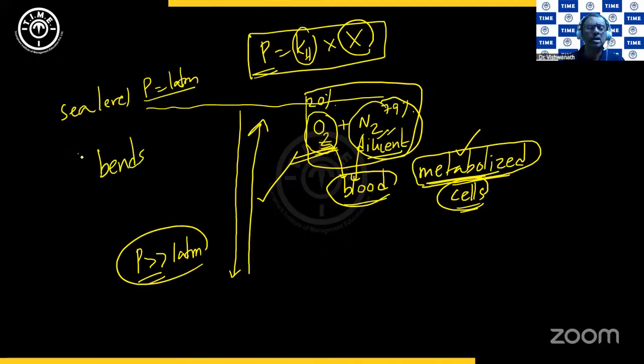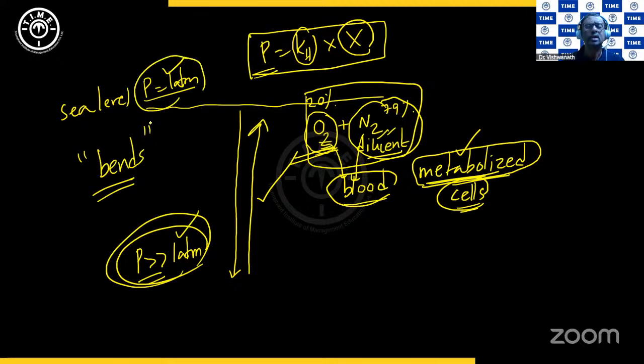That is why the phenomenon is called bends. This bends is because nitrogen is rushing out of the blood, because the diver is rushing towards the surface, and the pressure is getting lowered from such a high pressure to such a low pressure. The nitrogen comes out of the blood and causes bends. This is what bends is.